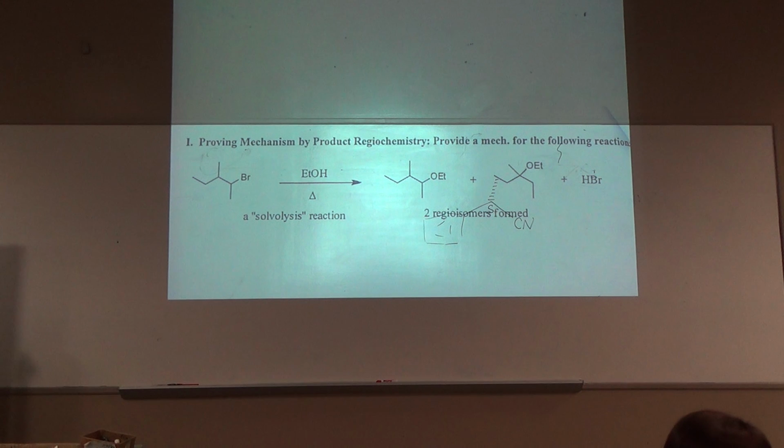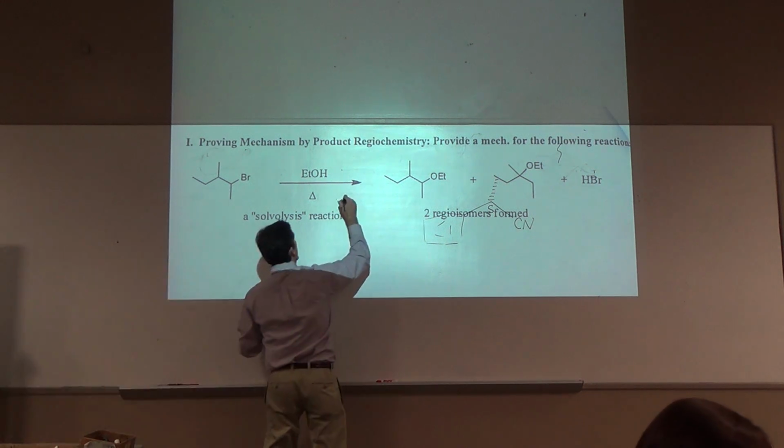Is ethanol strong or weak? Weak. Is it an anion? No. Is it an sp3 nitrogen? No. So is it strong or weak? Weak. Can ethanol do an SN2? No, it cannot. SN2 requires a strong nucleophile. It requires an anion. All the previous reactions we made, we had anions or what? sp3 nitrogen. Weak nucleophile. Okay?